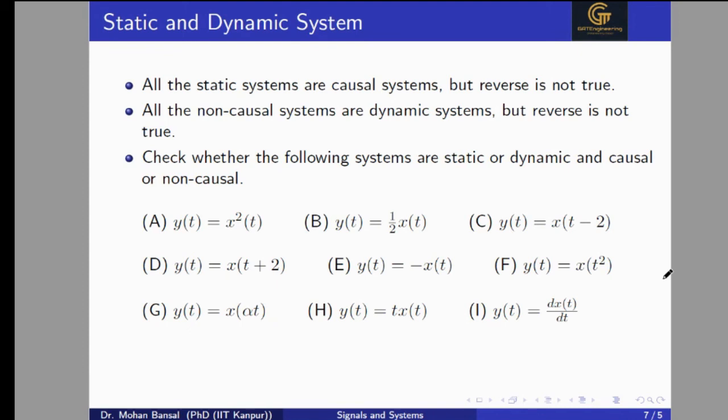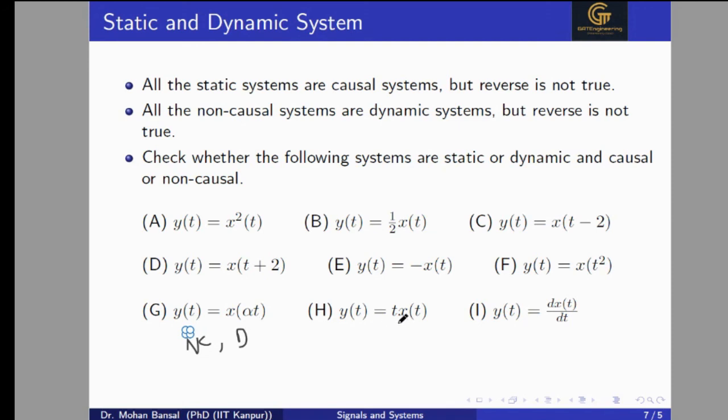Now come to the next problem, x(alpha t). If alpha is greater than 1, it will depend on the future value. So it will become non-causal and dynamic. Because, assume alpha equal to 2, y(t) will be x(2t). So definitely y(t) is depending on the future value of the input x(t). So it is non-causal and dynamic.